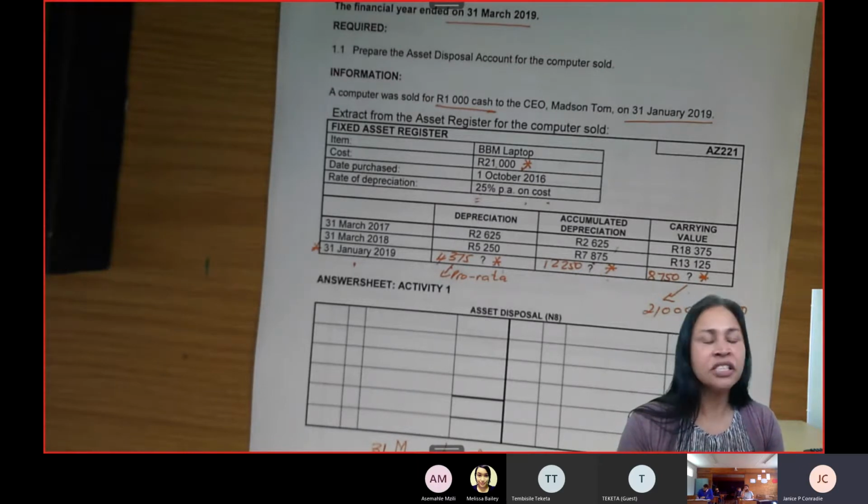The main purpose is that you understand how to deal with asset disposal, how to deal with your pro rata depreciation using your cost price method, how to use your diminishing balance method, because the more you practice, the more familiar you get with how the information is presented, with your calculations as well, and that also saves you time in an exam.